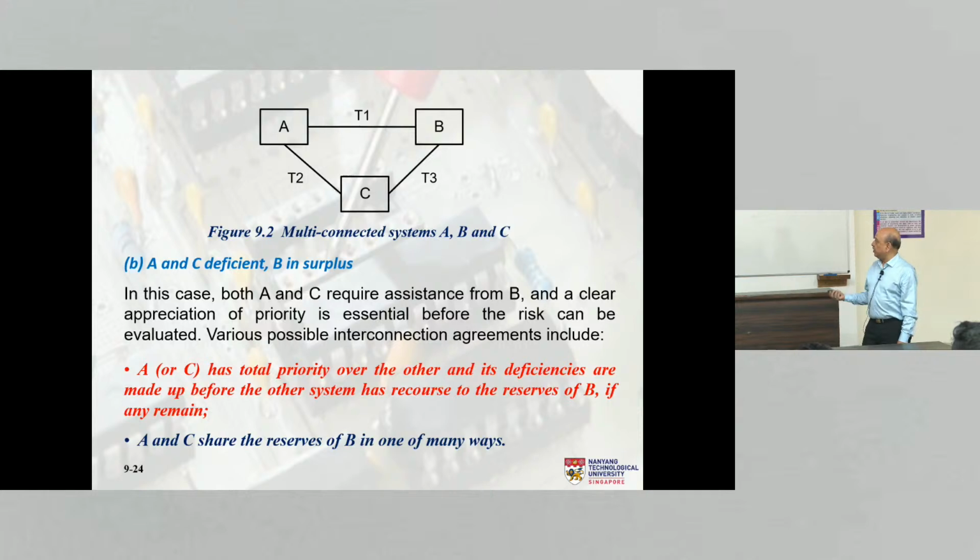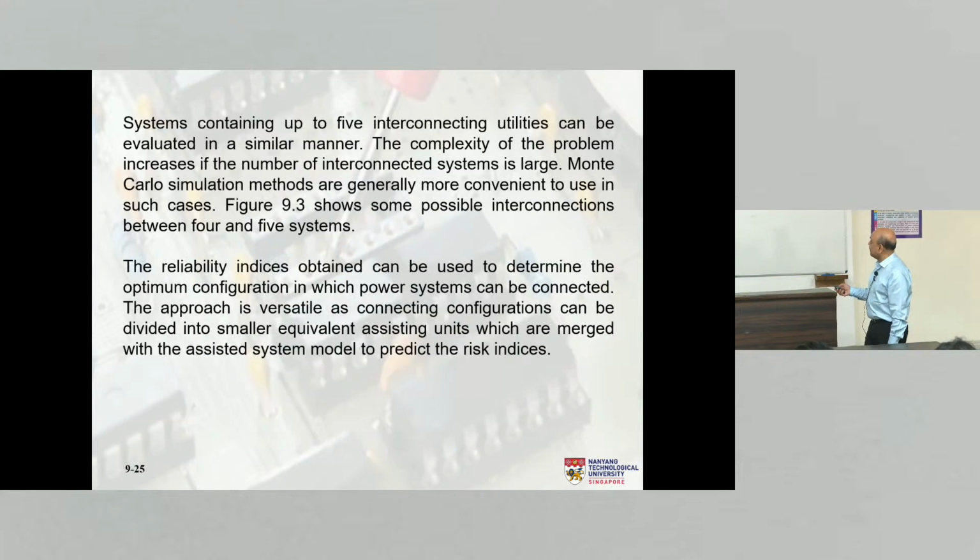So that's where all these agreements come to the fore, and we need to be cognizant of the fact that all these managers and planners and operators need to sit down and decide what kind of agreement should be in place. Yeah, there could be another possibility, A and C share the reserves of B. So for example, it has a reserve of 20 megawatt. It says I'm going to give 10 to A and 10 to C. So all kinds of possibilities are there as long as the agreement is clearly specified.